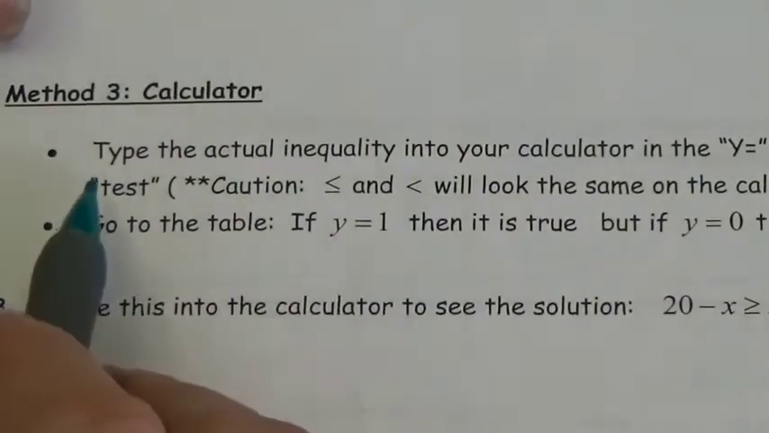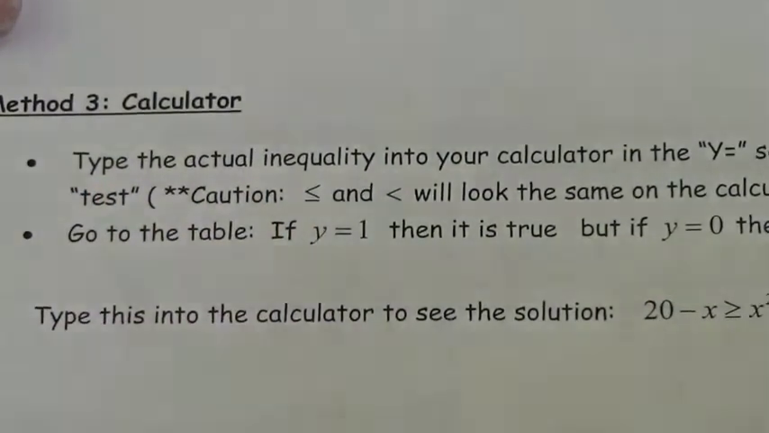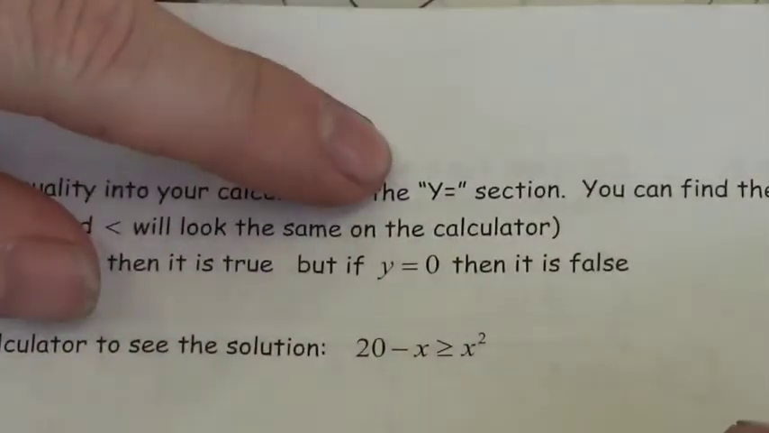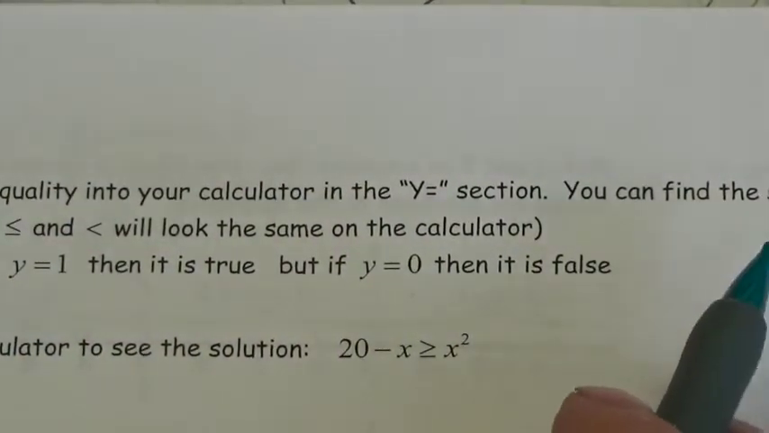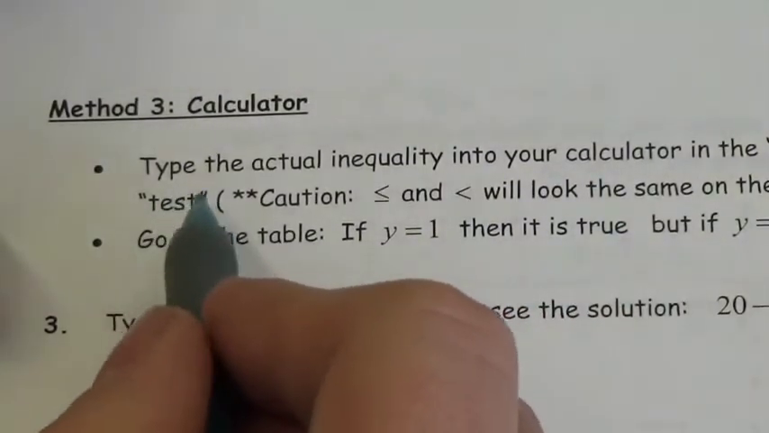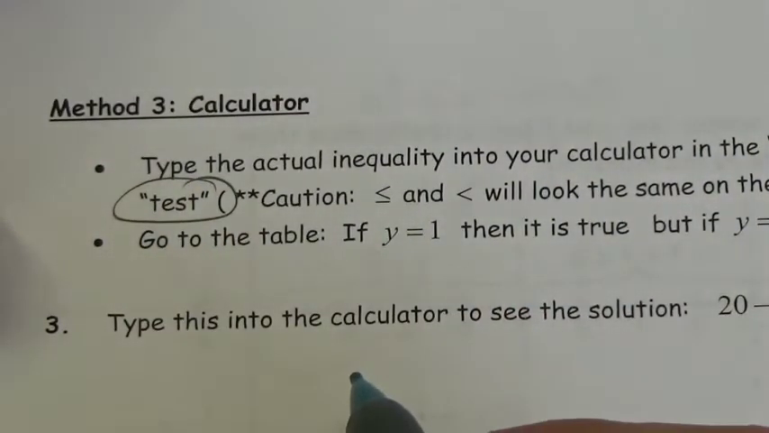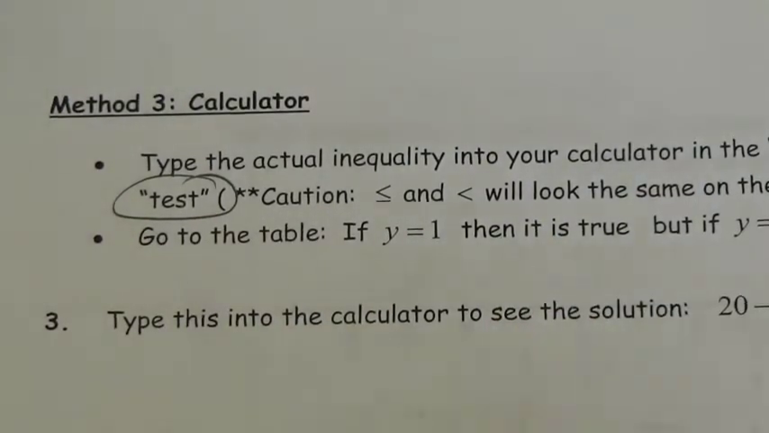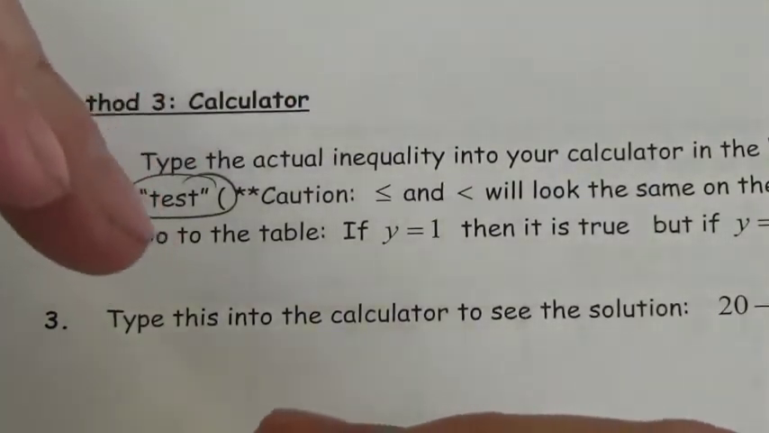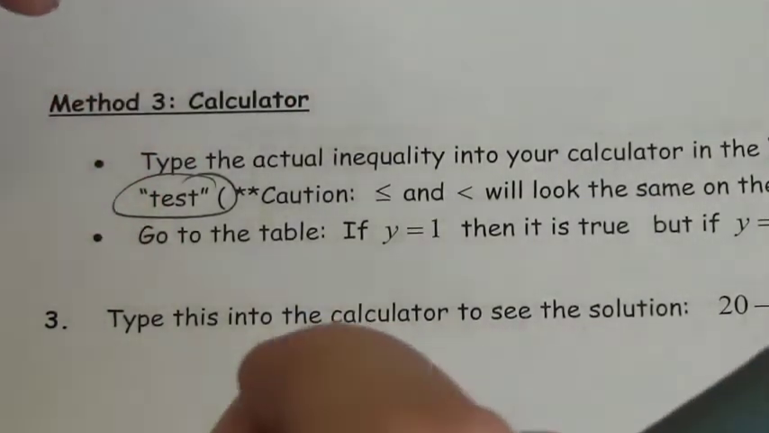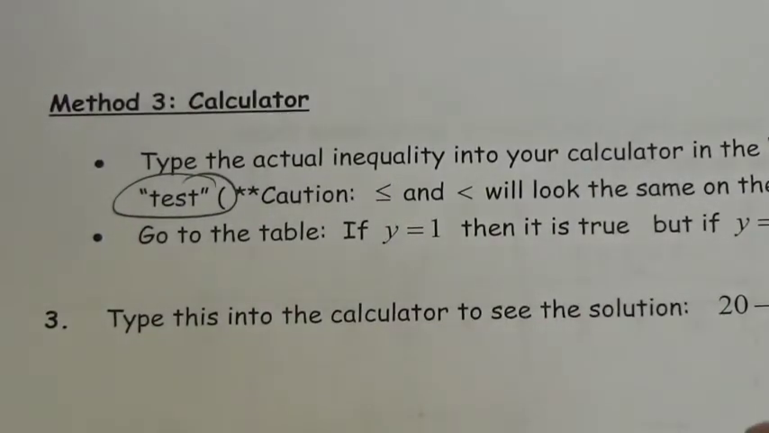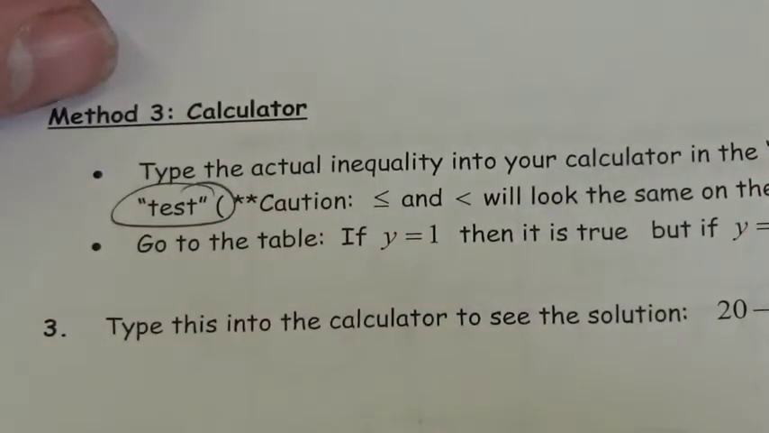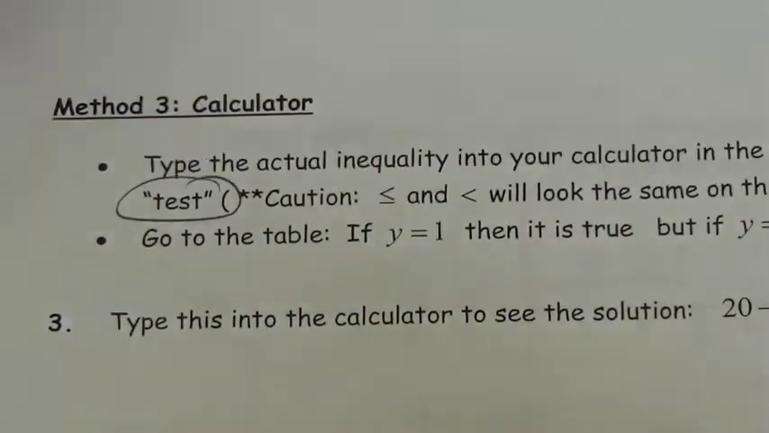But what you're going to do here is go in and actually type the inequality into your calculator in the y equals section. I'll show you how to do that in just a second. To get the inequalities, you've got to use the test button or the test menu on your calculator, and I'll show you where they are in a second. Now, the way the calculator interprets the test: if the answer to your test is true, the calculator spits out a 1. If it's false, it spits out a 0, and you can use that to determine whether or not you're looking at the right interval. Let's take a look at some examples of that.